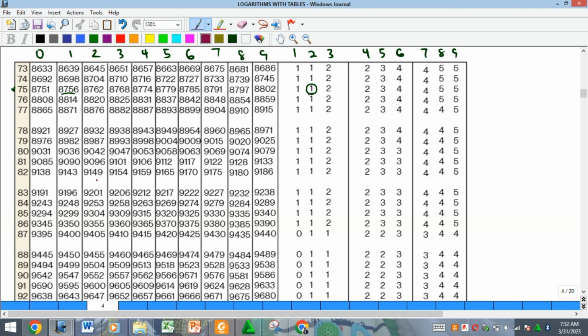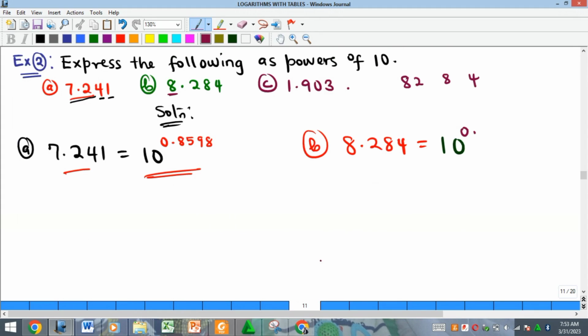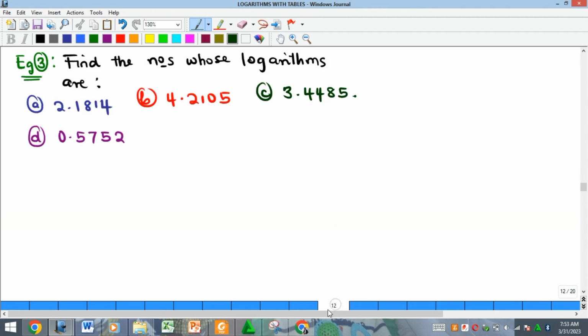All right, 82, this is our 82 under 8, this is 8 here, then difference 4, this is our difference 4. Add it to this, you will have 9182. Come back, and so our answer is 10 raised to power of 0.9182, and that is the solution to this problem. Like I said, please take time to look for that of example 2C and drop your solution as a comment in the comment section. And then we go over to example 3.